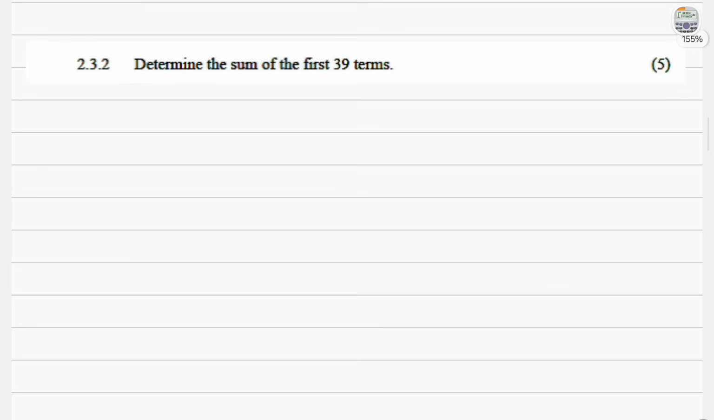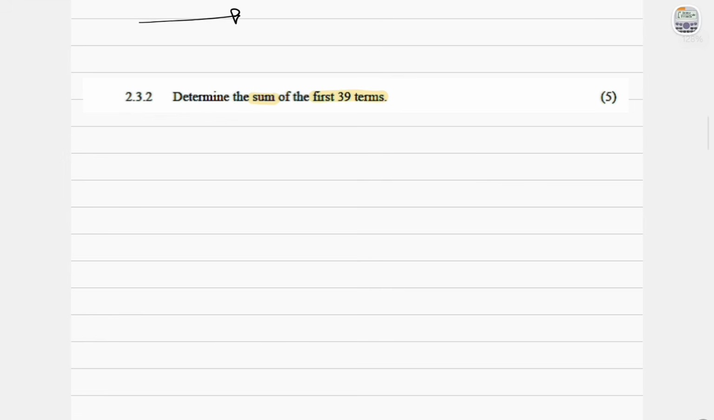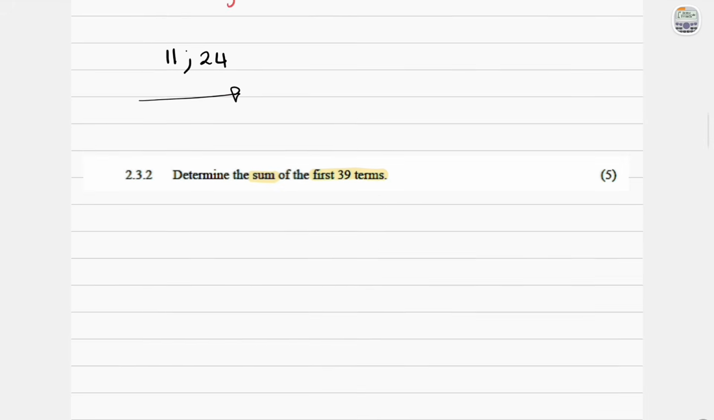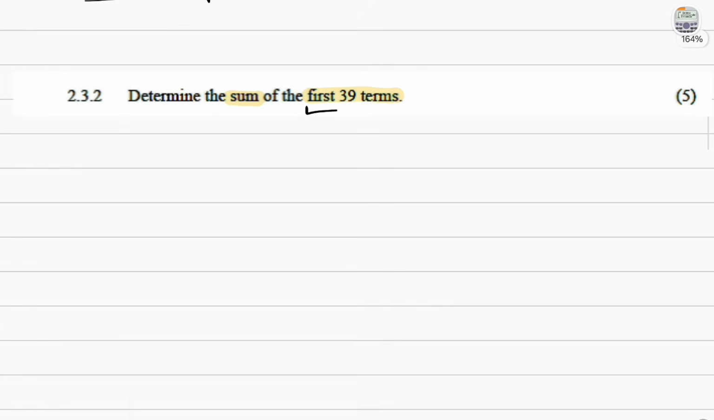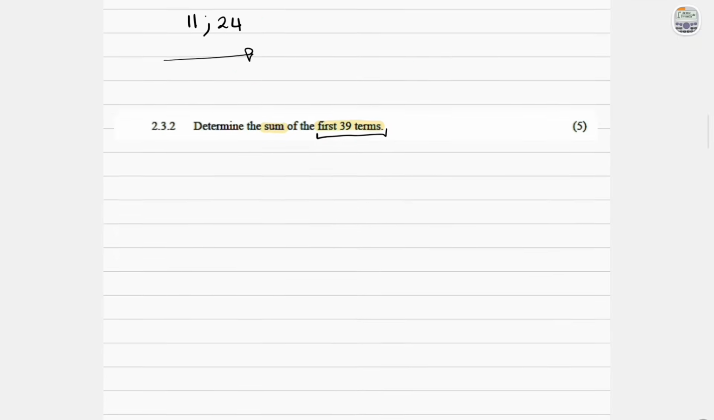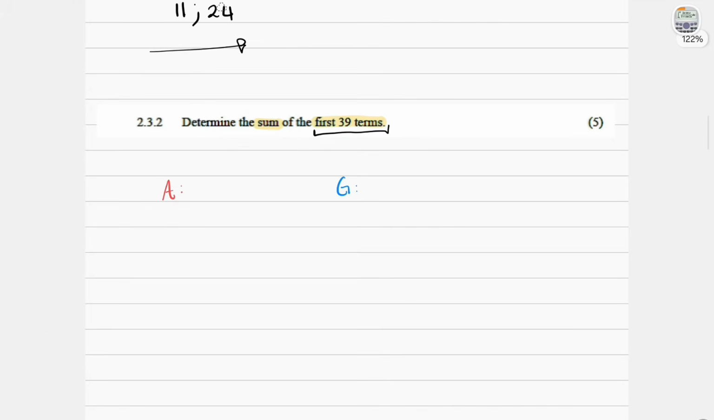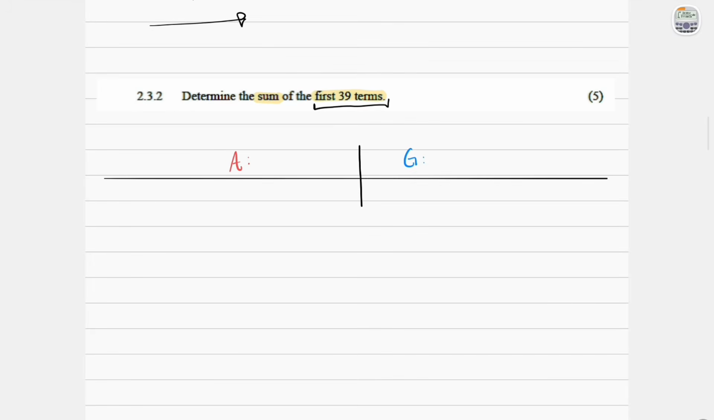Question 2.3.2 says, determine the sum of the first 39 terms. So there needs to be 39 terms in total, despite the fact that we have a mix of arithmetic and geometric patterns. Let's figure out how these 39 terms will be formed. So we'll have a column for the arithmetic pattern, and we'll have a column for the geometric pattern. And we're going to find the sum of them separately, not 39 terms in each. No, they need to add up to 39 terms in total. But we need to find out how many terms are arithmetic and how many would be geometric.